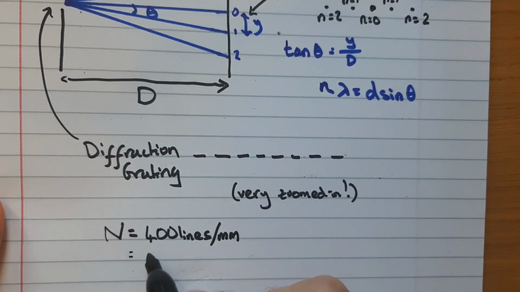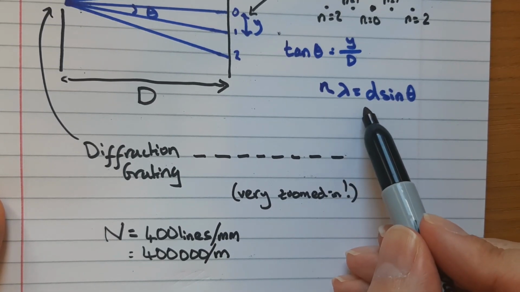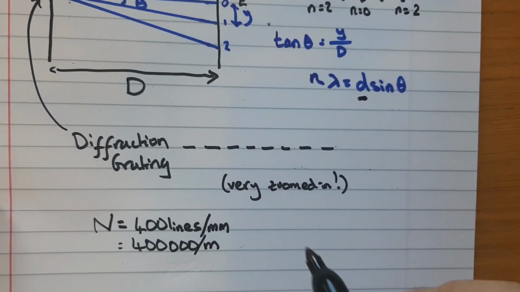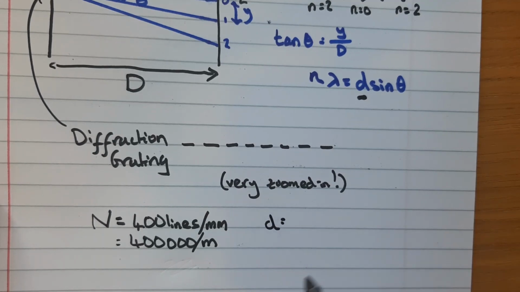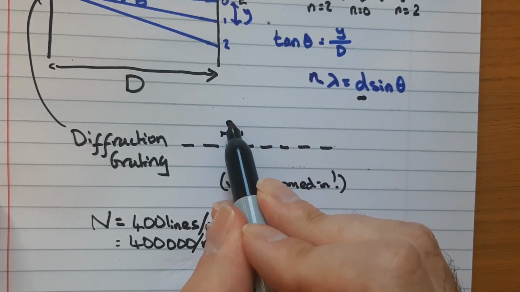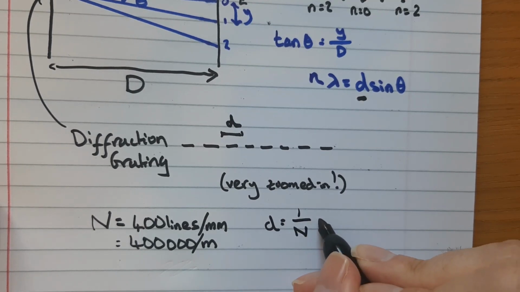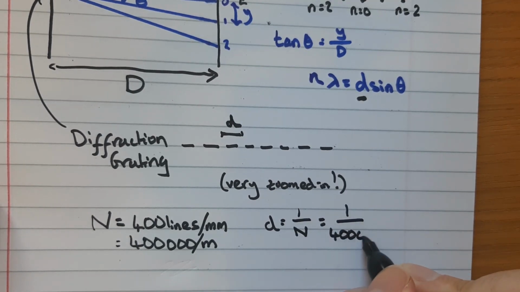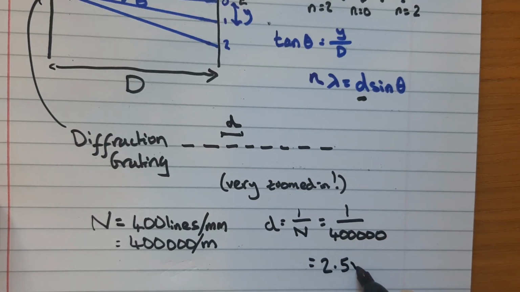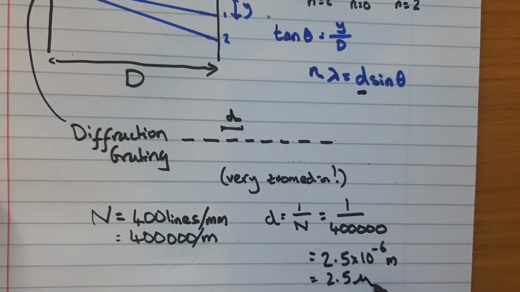Now I'm firstly going to turn that into lines per meter to make it into SI units. Now in the formula you'll see there is no capital N, but there is this thing called little d. Little d is the distance between the slits. So it's the distance from the center of a slit to the center of the next slit. That's what little d is. And we find little d by doing 1 over N. So 1 divided by 400,000, which equals 2.5 times 10 to the minus 6 meters, or 2.5 micrometers.